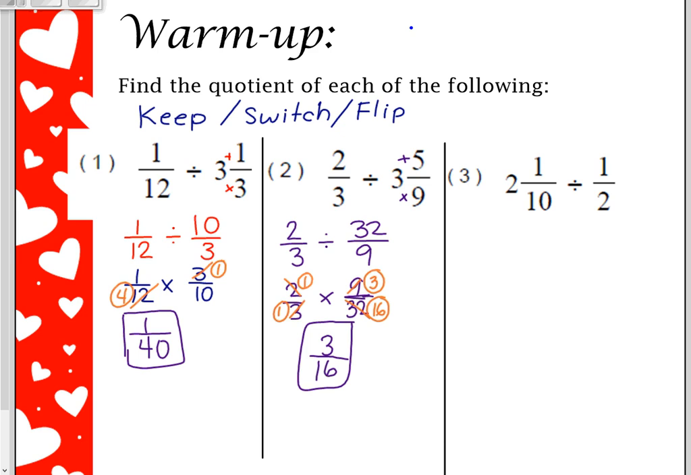For number 3, our first number is the mixed number, so we have to change that to an improper fraction. So 2 times 10 is 20, plus 1 is 21 tenths. And we're going to divide that by 1/2. We're going to keep, switch, and flip.